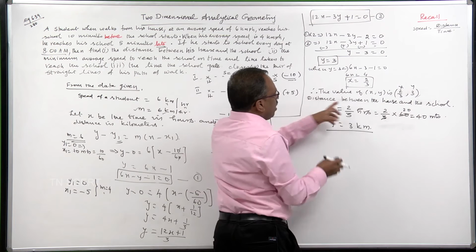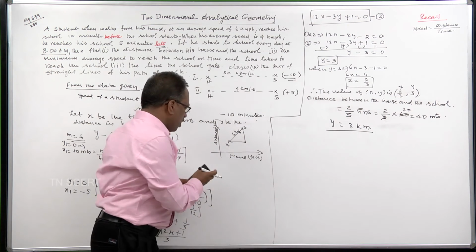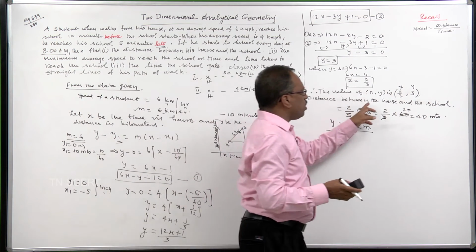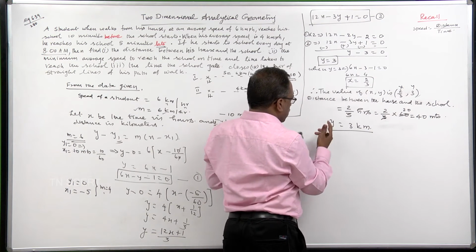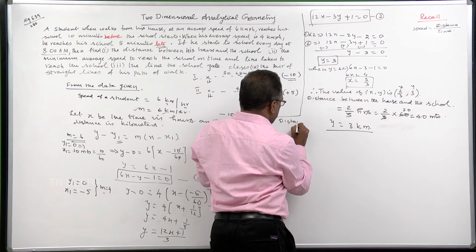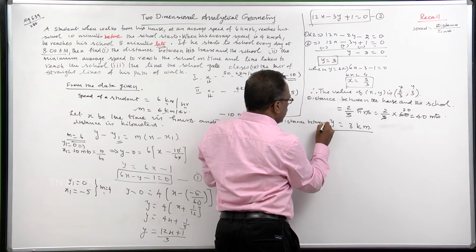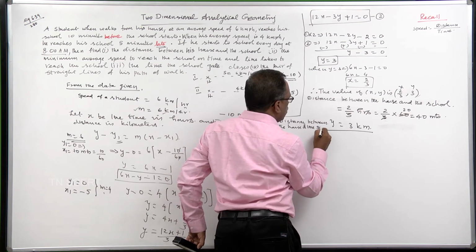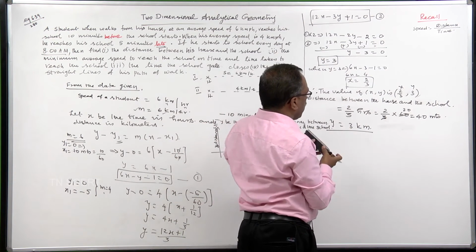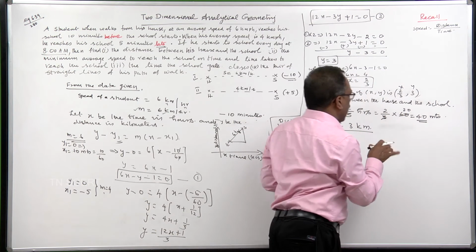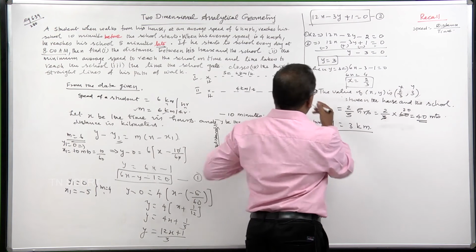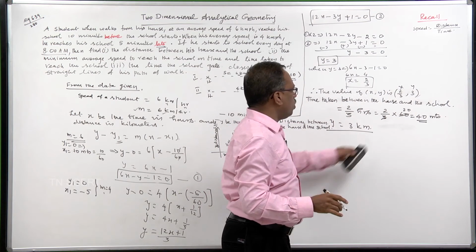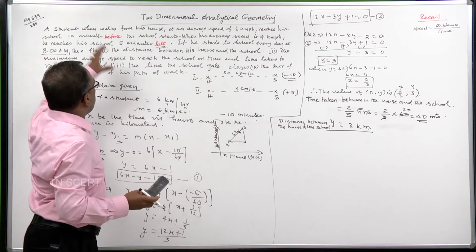Now the distance between house and the school is 3 kilometers, and the first one indicates time, that is x in time. This is x, and this is nothing but y. Remember that. So the distance between the house and the school is 3 kilometers, and the time taken between the house and the school is 40 minutes. Okay, that is over.